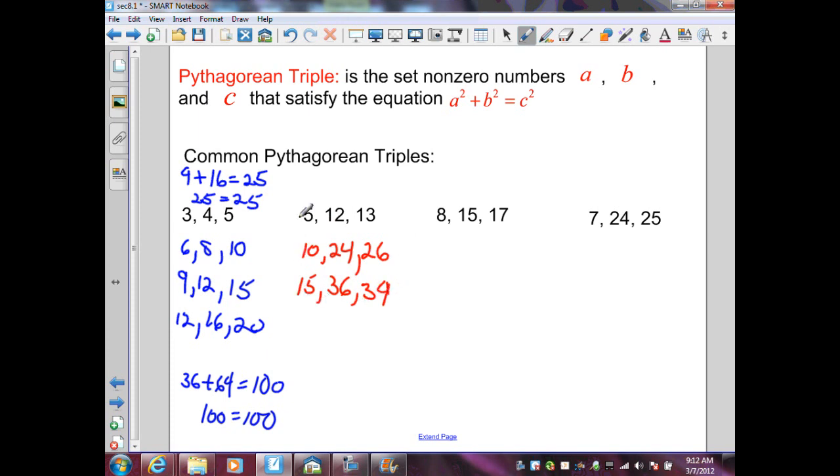These sets of multiples of 5, 12, 13 are all right triangles. And that is similar for 8, 15, 17, 7, 24, and 25. So try to remember, when you take a look at the legs and the hypotenuse of a right triangle, that if it forms one of these sets of numbers or sets of multiples of those numbers, you don't have to worry about the Pythagorean theorem. You already know that it's going to be a right triangle.